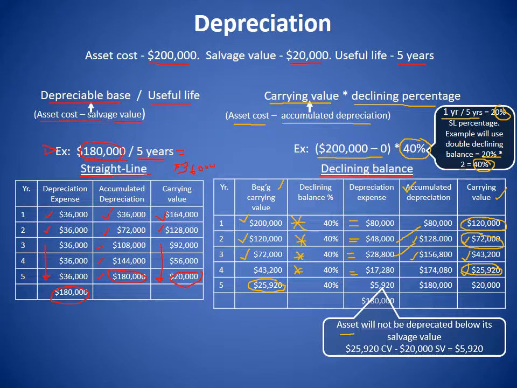So we're going to take $25,920 carrying value minus the salvage value. So the amount that we would depreciate in year 5 would be $5,920, and that would take us to our carrying value, which would now be equal to our salvage value.